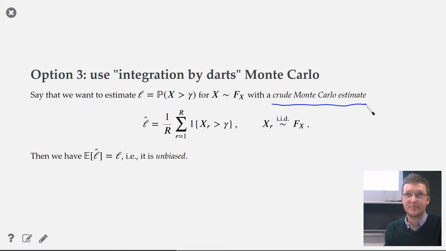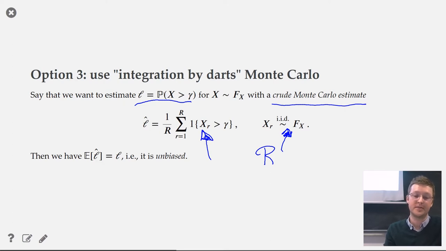So the simplest Monte Carlo solution for this problem of finding L, the survival probability, is to simulate capital R replications, which are independent and identically distributed from the distribution of X, and then just go through each of them and ask the question, is this one greater than our threshold gamma or not? Count up how many there are, divided through by capital R. The nice thing about this, I'll point out that I'll be using the hats to denote a Monte Carlo estimator. So this is now a random variable, and its mean is the true value that we want to approximate. So it's unbiased.